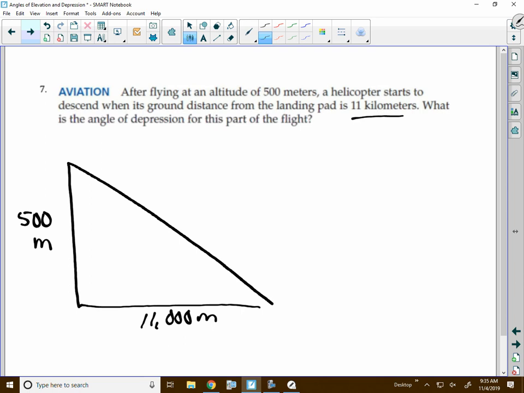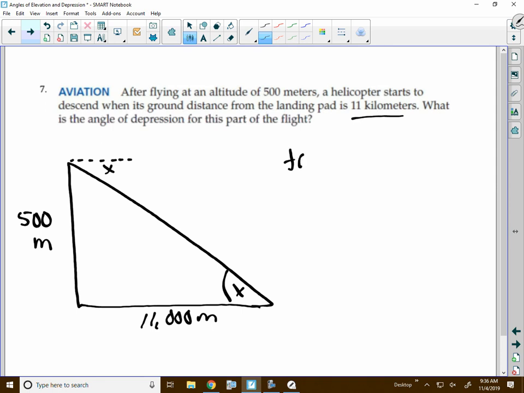Obviously not on a scale. Disclaimer. It's fine. What is the angle of depression for this part of the flight? Again, right here, angle of depression is there, which matches with what other angle? Bottom one. This one right here. Okay, so it's easier to solve for that. How does 500 relate to my angle? What side is it? Opposite. What about 11,000? Adjacent.